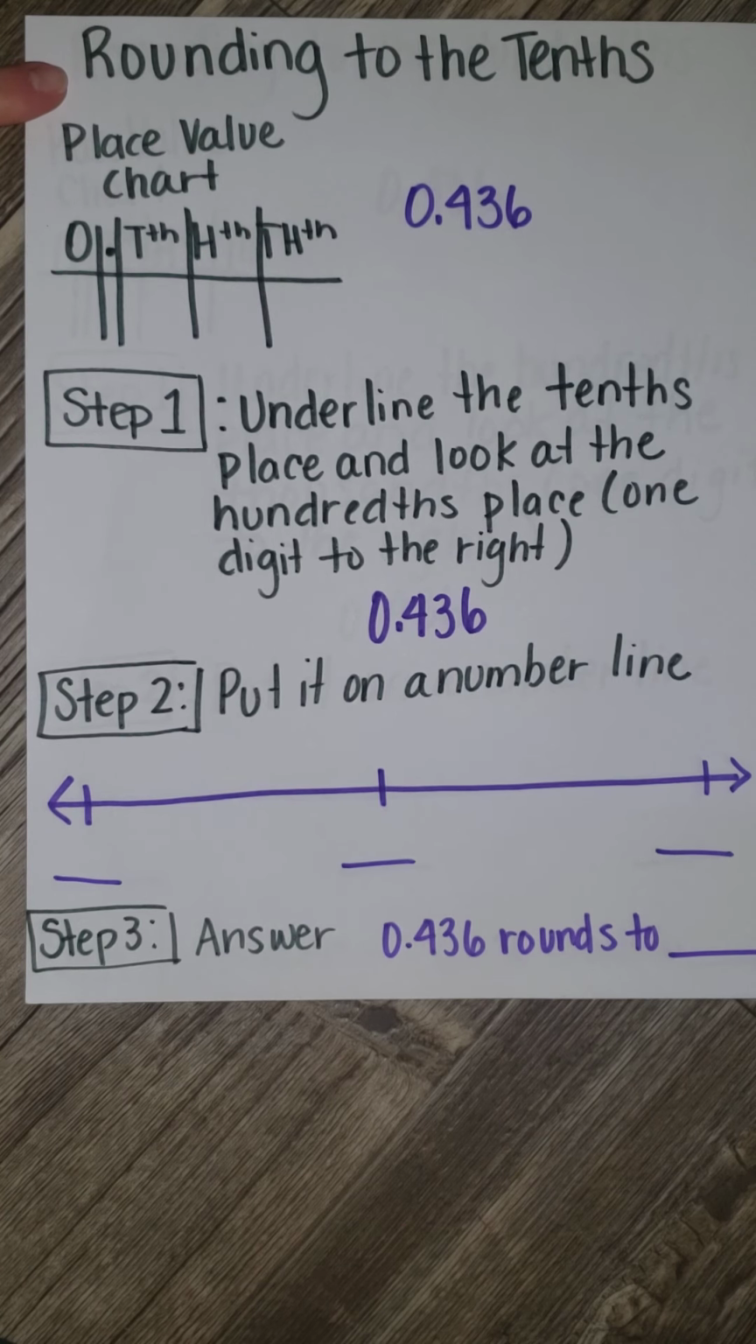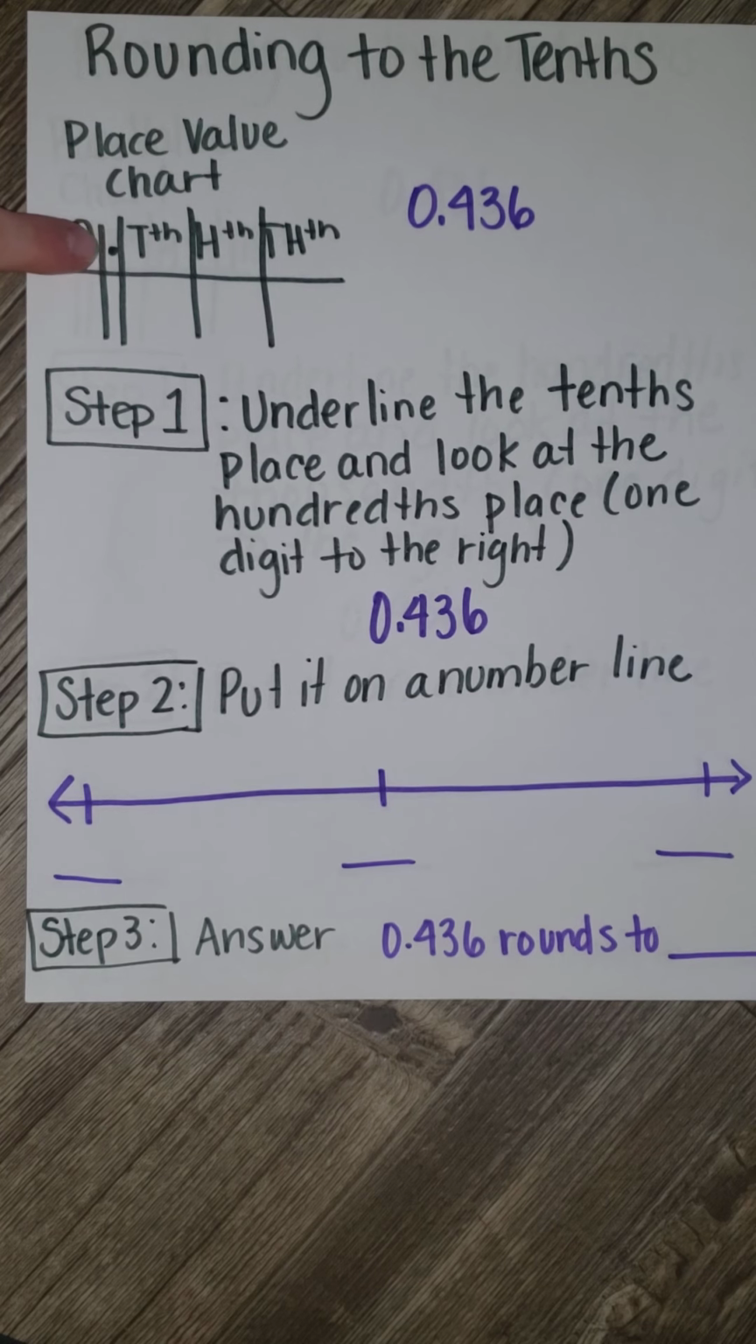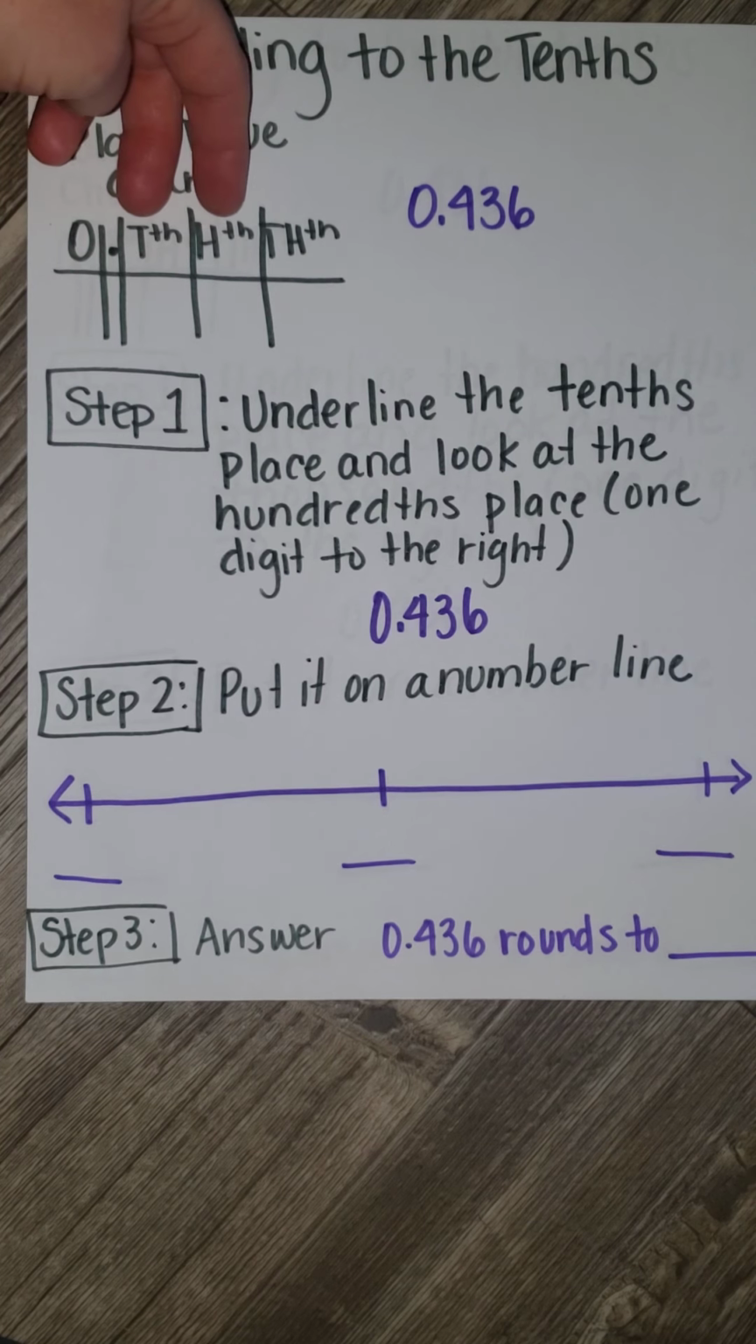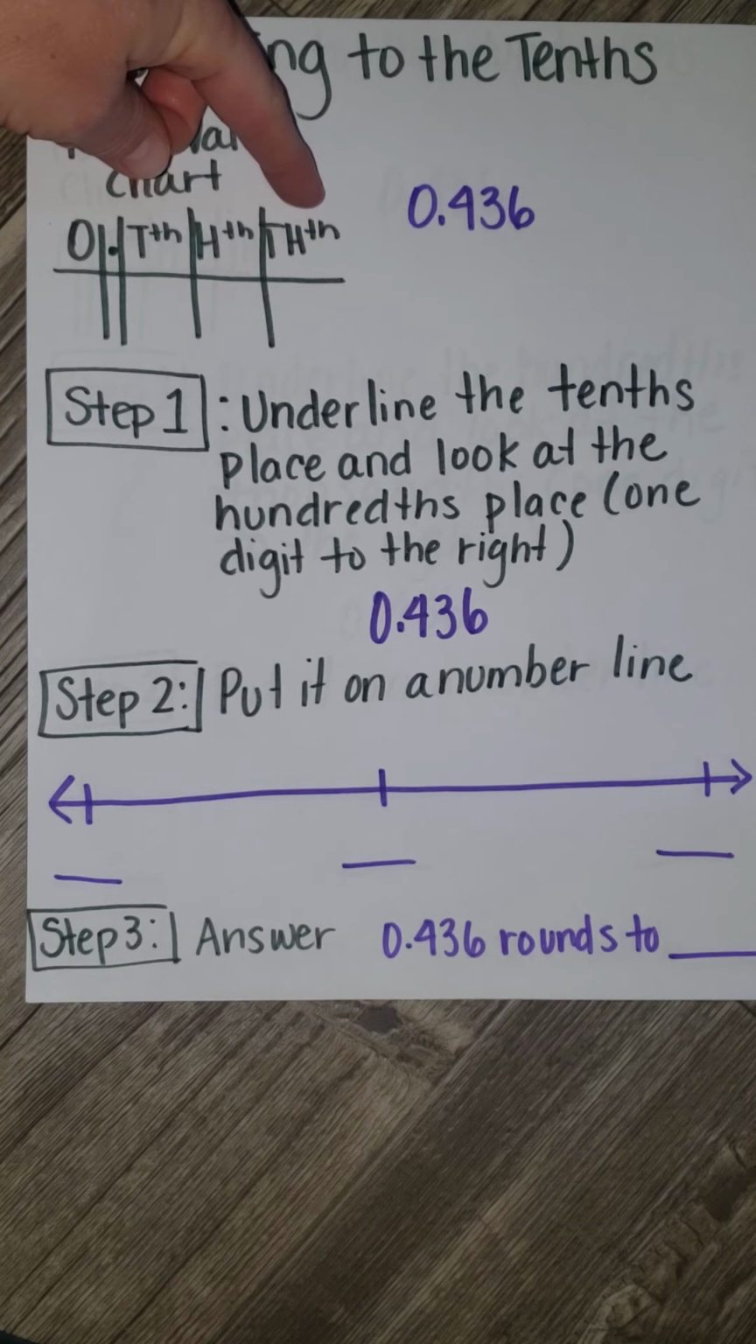So first we're going to start with rounding to the tenths, and I just placed a place value chart here to jog your memory. When looking at the place values, we have our ones, our decimal, the tenths, the hundredths, and the thousandths. These two are the easy ones that we learned in 4th grade, and they kind of remind us of money. And the thousandths is what we added in 5th grade.